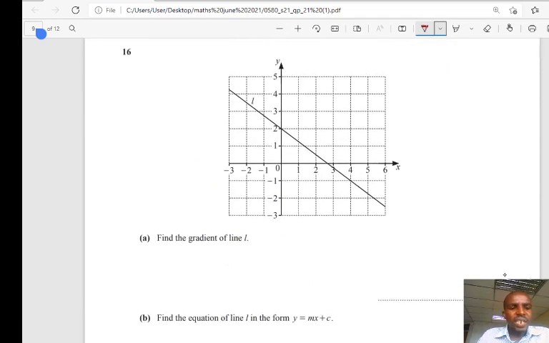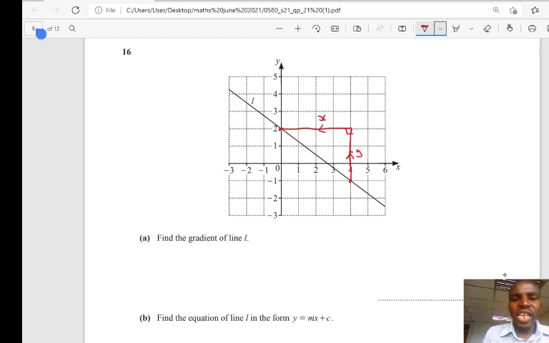Next, 16. Find the gradient of line L. Gradient, you say increase in y over increase in x. There are actually two ways of finding it. You can say increase in y over increase in x, form a triangle. You can take this point and this point, mark these 2 points, then draw a triangle here. You can draw it even this direction. Right angle triangle. Then increase in y, this one is y, over increase in x, this one is x, right?